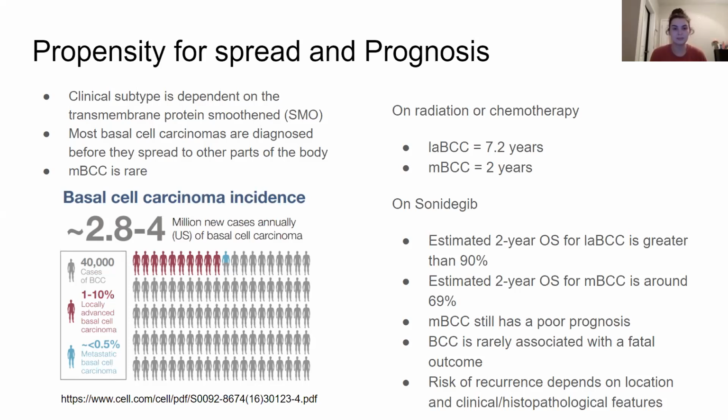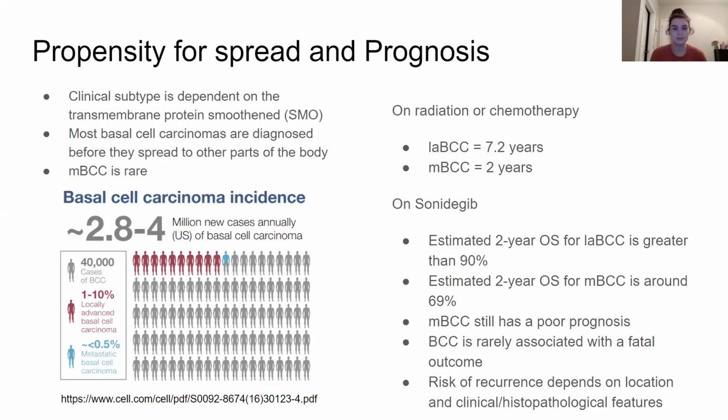So metastasis is rare. And then for prognosis, whenever radiation and chemotherapy were the only options, locally advanced patients only lived around 7.2 years, and metastatic patients only lived around 2 years. And when we look at the estimated 2-year overall survival when taking Sonagib, we see locally advanced patients have a 90% survival rate versus metastatic patients who have a 69% survival rate.